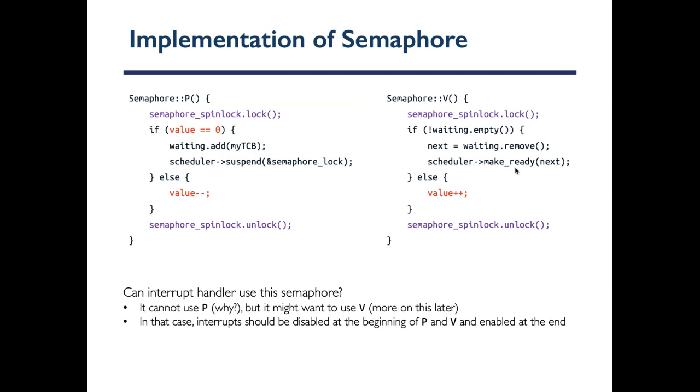So if that's something that you want to do, if your semaphore is going to be used by interrupt handlers, then you should remember to disable interrupts here and enable interrupts here, both of them for P and V. Because if your interrupt handler is going to use V, then by definition it's going to use this semaphore Spinlock to lock it. So you better protect these two sections by disabling and enabling interrupts.